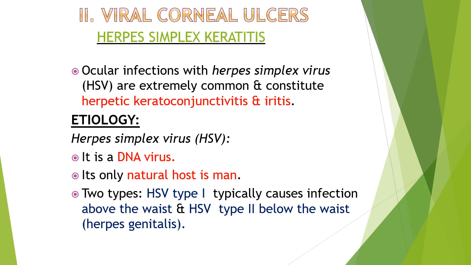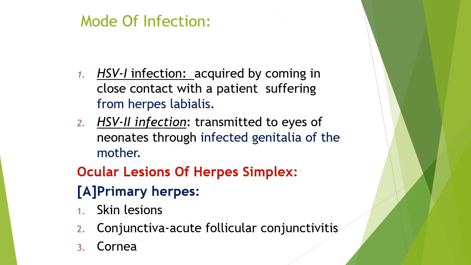HSV1 causes infection above the waist, whereas HSV2, which we call herpes genitalis, infects below the waist. It will cause keratoconjunctivitis, that is involvement of the conjunctiva, cornea as well as the iris. It is a DNA virus.